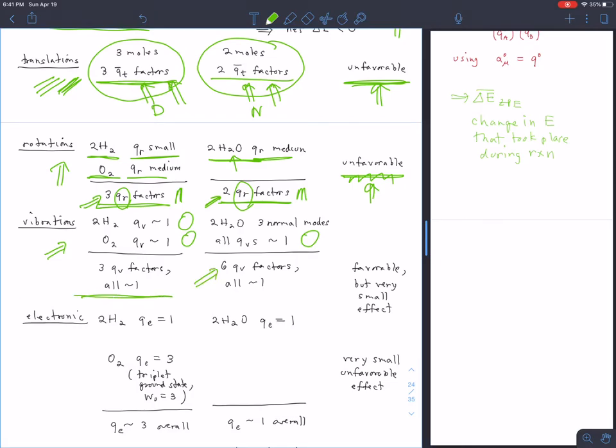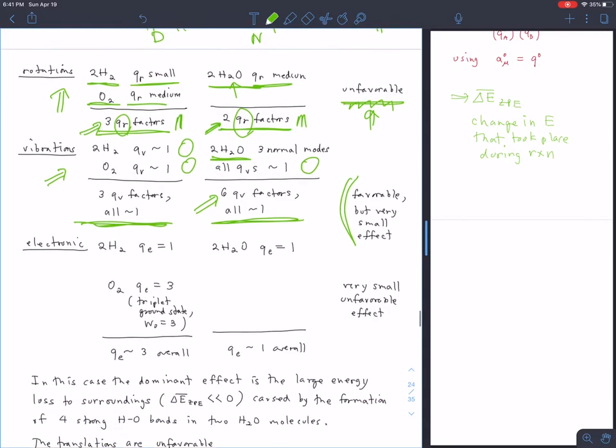And there's 6 of them on this side, right? Because there's 3 normal modes for every water molecule, and there's 2 water molecules. So there's actually more vibrational partition functions on the water side than there is on the reactant side. And that means this whole vibrational partition factor should be favorable, but vibrational partition functions are just not very big. So it's going to be favorable, but it's not going to be a big effect.